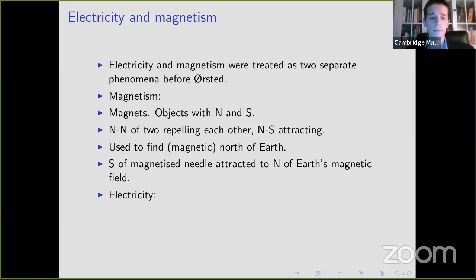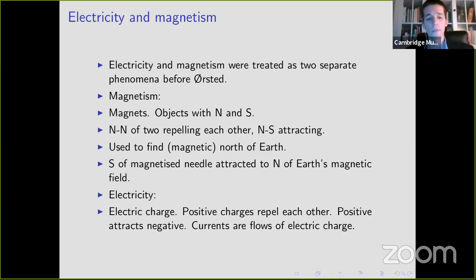And electricity is related to electric charges. Positive charges repel each other. Positive charges attract negative charges. And currents are really flows of electric charge.